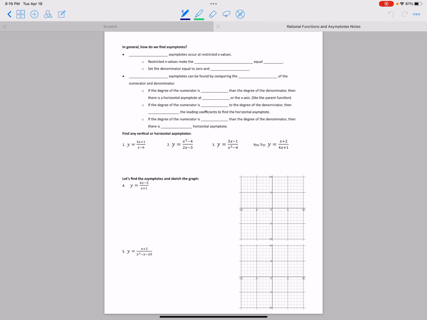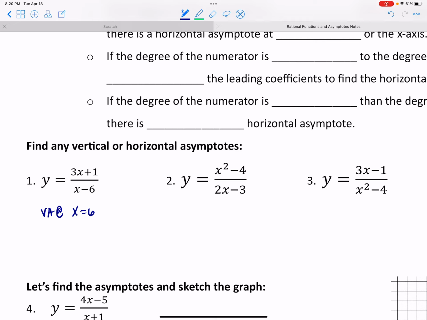Like number 1, for example, if I said find the vertical asymptote, I can see an x value of 6 input right here is going to 0 out that denominator. So I would have a vertical asymptote at x equals 6, or I could say x could not equal 6, and that's why a vertical asymptote happens there. Here, I know there's going to be a vertical asymptote at x equals positive 3 over 2. That would be the x value I could input to make a 0 in that denominator.